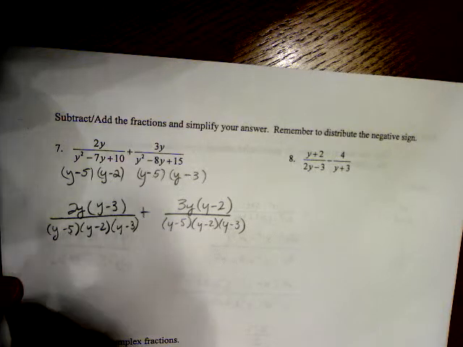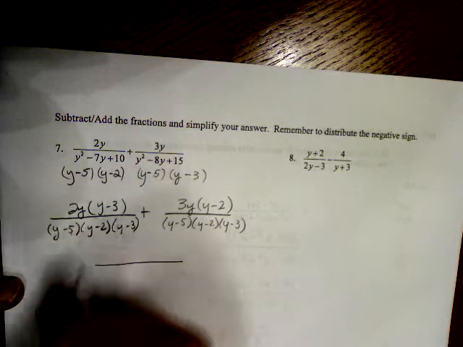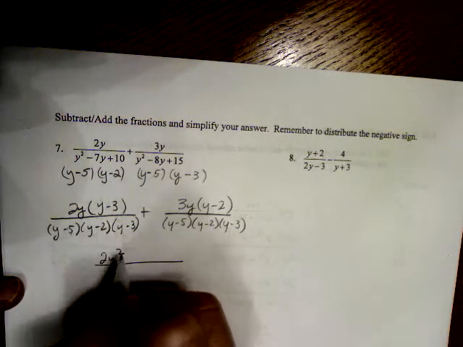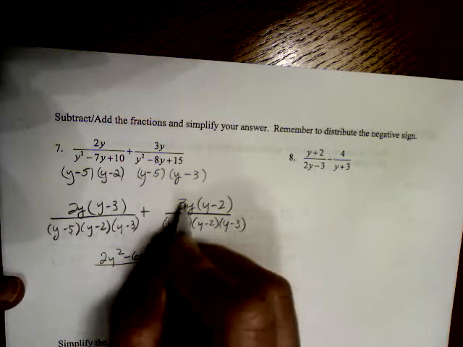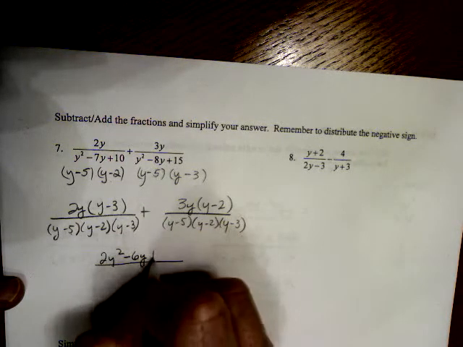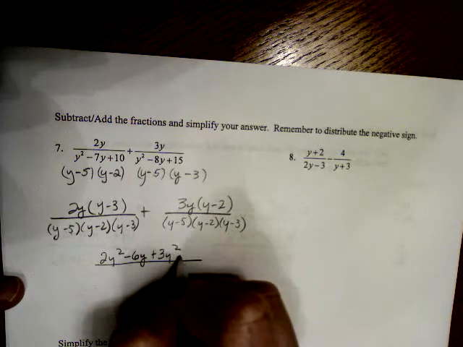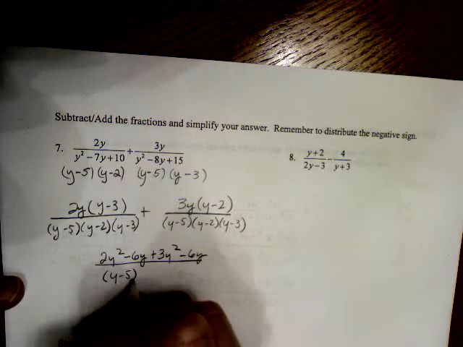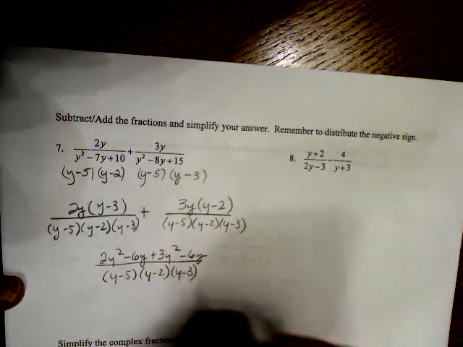Okay, so now I can get my entire expression by distributing. 2y times y is 2y squared minus 6y. Keep our plus sign here. 3y times y is 3y squared, and then minus 6y. All over the denominator, y minus 5 times y minus 2 times y minus 3.